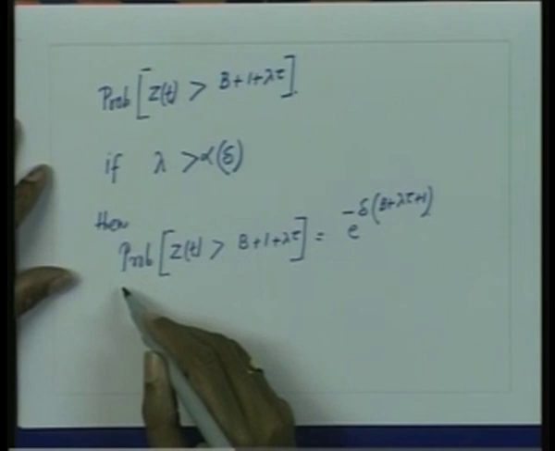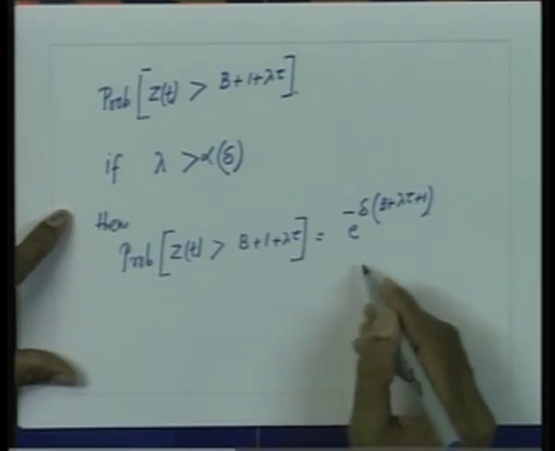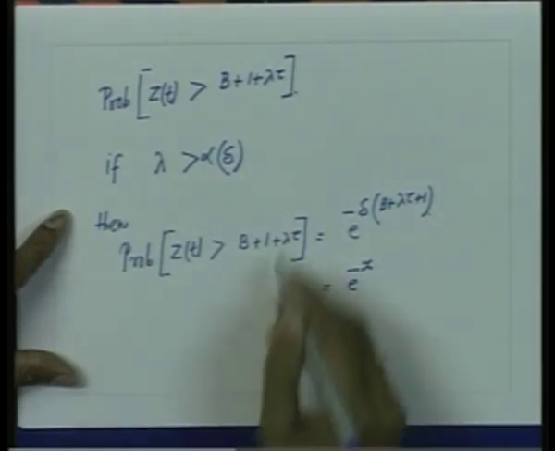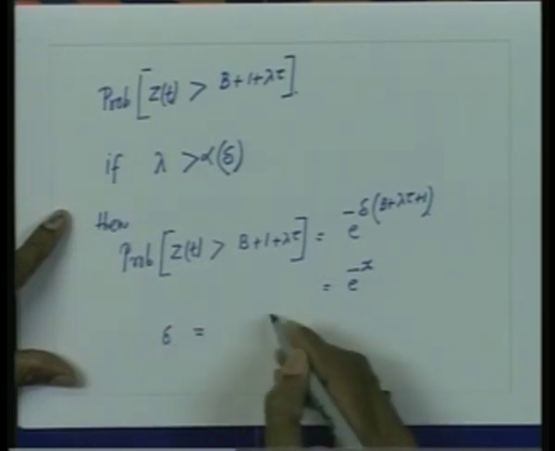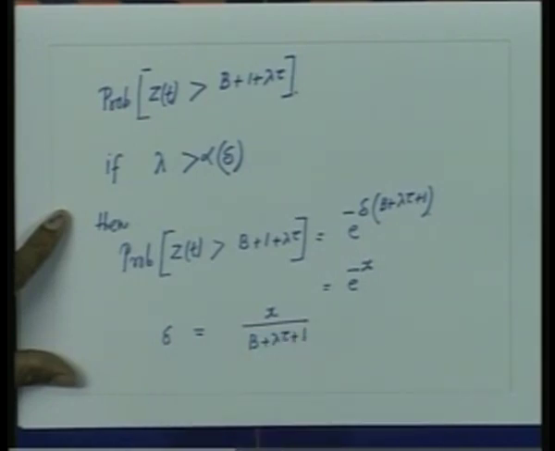Typically there will be a certain requirement on how much this tolerable probability is. We can say that this tolerable probability is, say, 10 raised to power minus 8 or 10 raised to power minus 9. Typical values would be in the range of 10 raised to power minus 9 to 10 raised to power minus 10. So we can let this be equal to e raised to power minus x, where x is a given quantity. In that case we can show that delta will be equal to x upon B plus lambda tau plus 1.